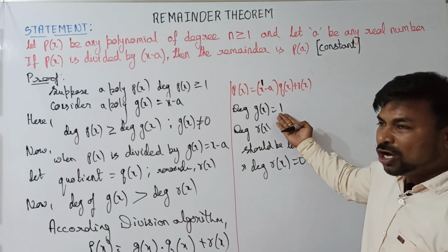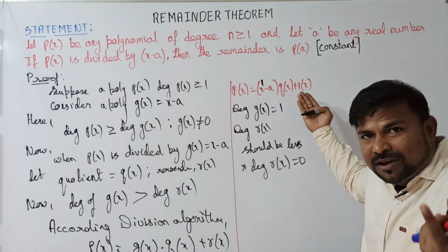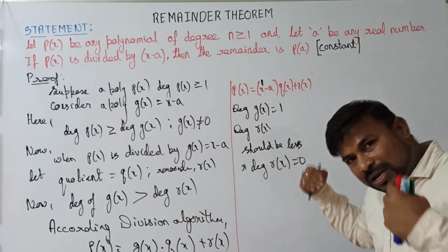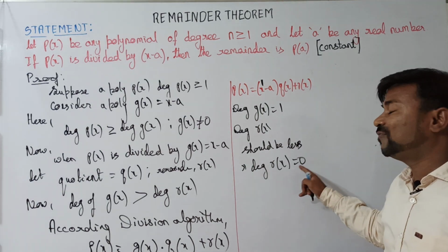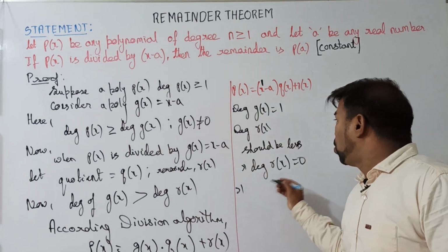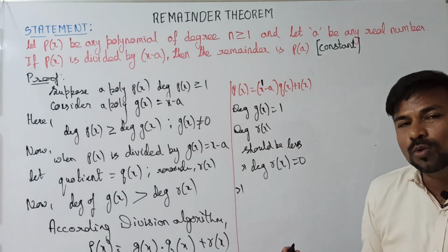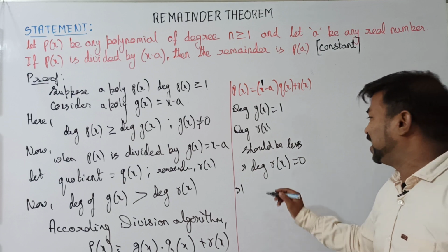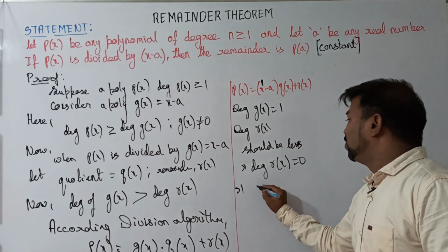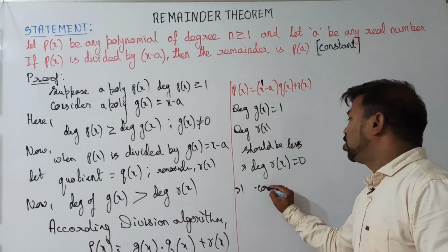Why? The degree of g of x is 1, and 1 less than that is always 0. So the degree of r of x is equal to 0. If the degree is 0, what do we call it? We call it a constant. It's nothing but a constant.